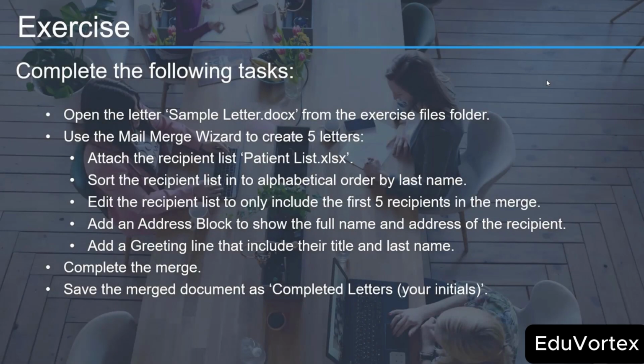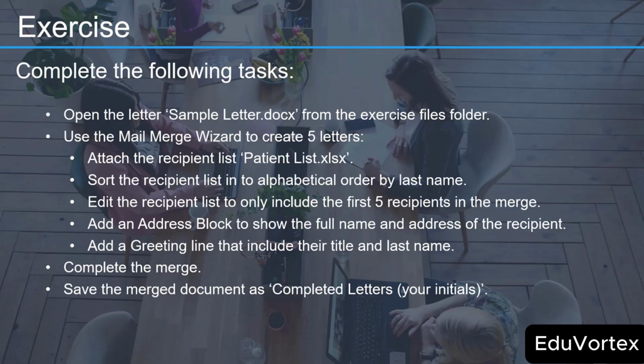In this exercise, we're going to practice some of the skills that we've learned in this section of the course. So the first thing I'd like you to do is to open the letter sampleletter.docx from the exercise files folder. I'd then like you to use the mail merge wizard to create 5 letters. I'd like you to attach the recipient list patientlist.xlsx, and I'd like you to sort the recipient list into alphabetical order by last name.